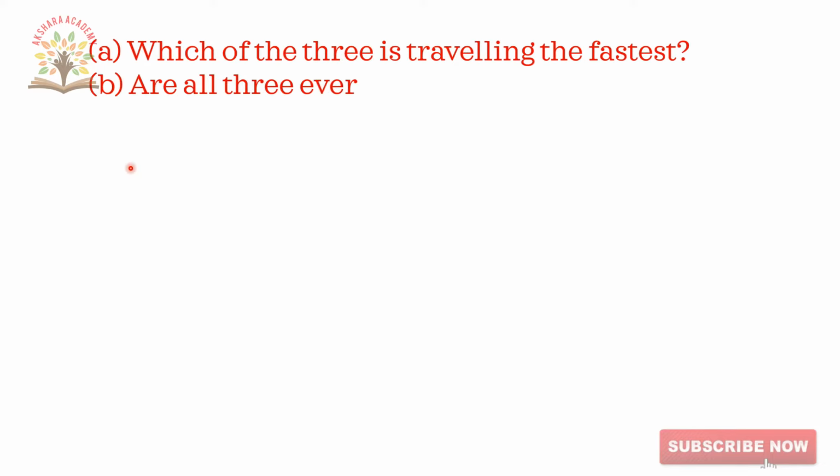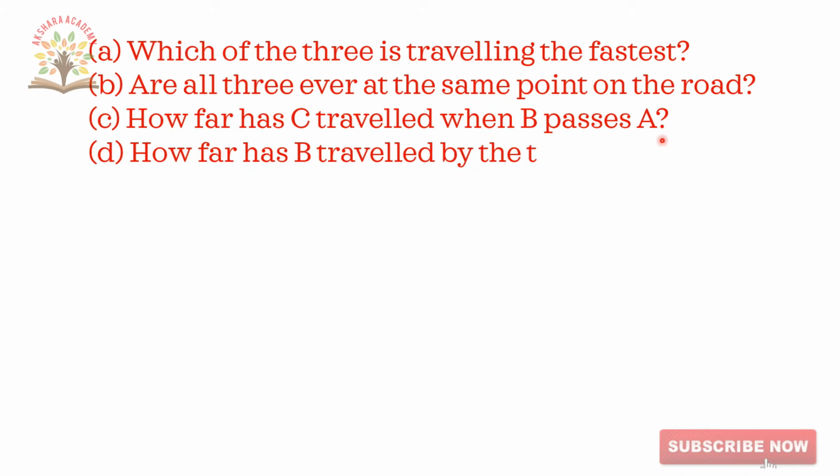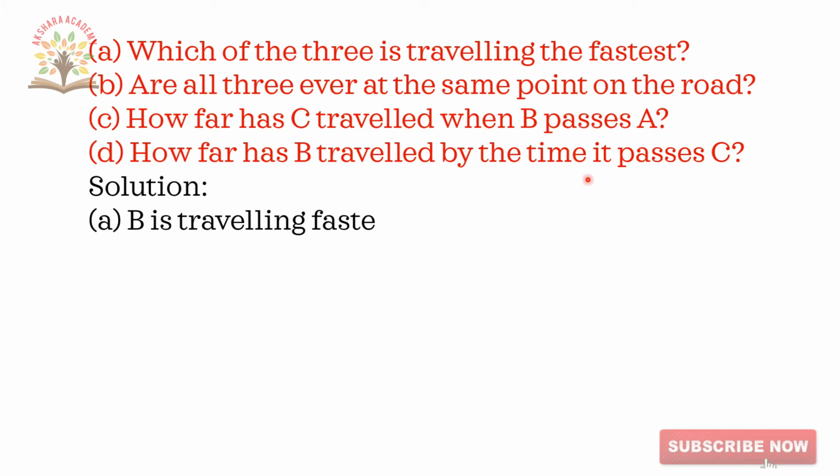First one is, which of the three is traveling the fastest? The second question is, are the three ever at the same point on the road? The third one is, how far has C traveled when B passes A? And the last one is, how far has B traveled by the time it passes C?